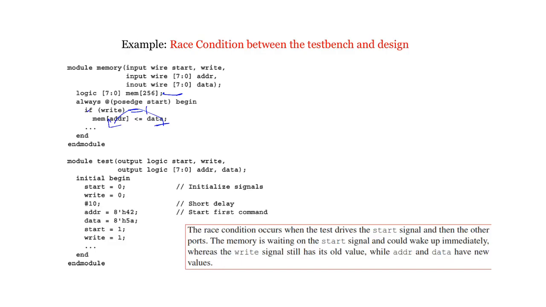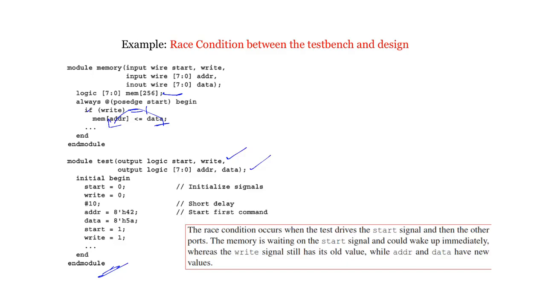For the test bench, inputs of the DUT will be outputs of the test bench. So write and start are output signals, and address and data are also output signals of the module. Now this is how we have written it. First start is equal to 0, write is equal to 0, wait for 10 nanoseconds, next give the address value and data value, next start is equal to 1, write is equal to 1, end module. We expect that.